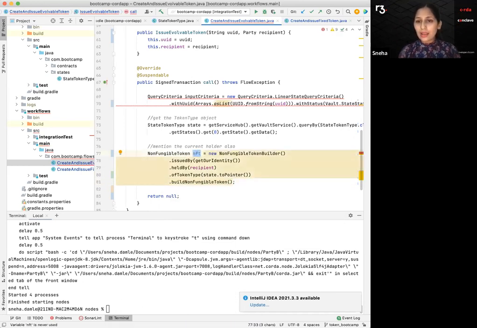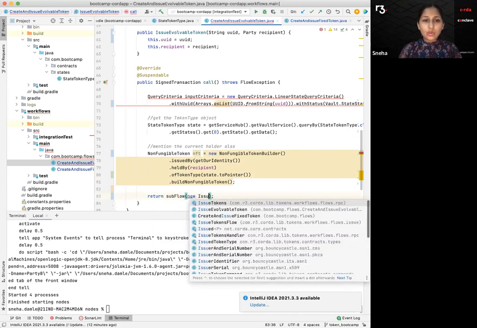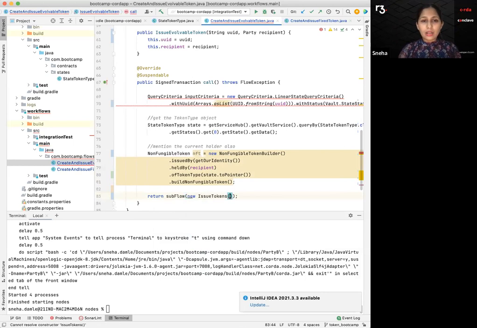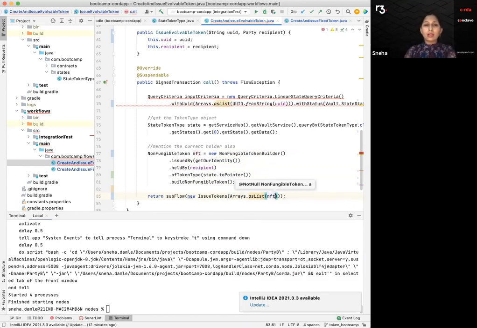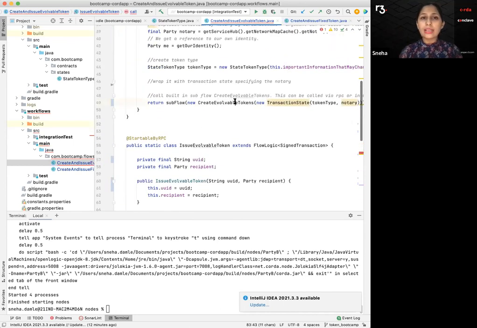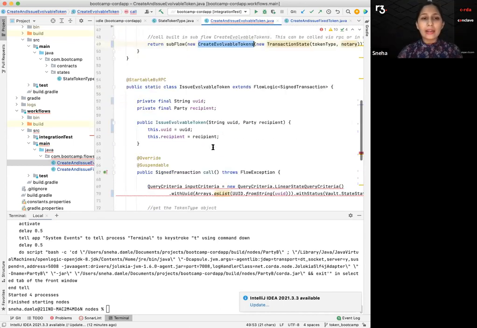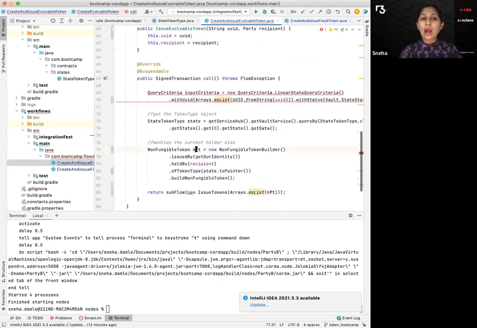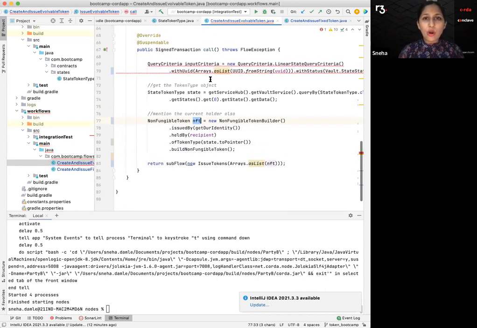Now, once I have this non-fungible token, I'm going to simply call a flow, which is the issue tokens flow. You just have to pass the non-fungible token to it, and all of it is handled. Issuing the token is completely taken care of by this issue tokens flow. So that was really it about how to create a base evolvable token type and how to issue a non-fungible token on this base evolvable token type. Now let's move on to the next flow.